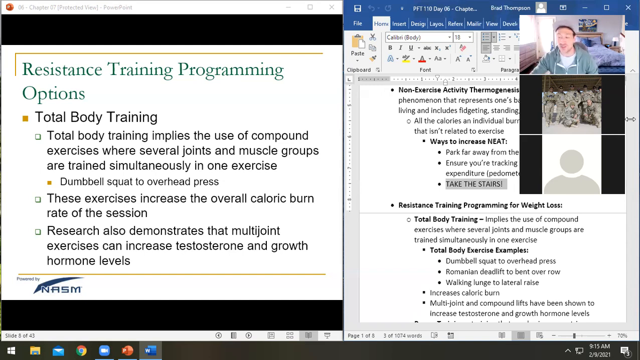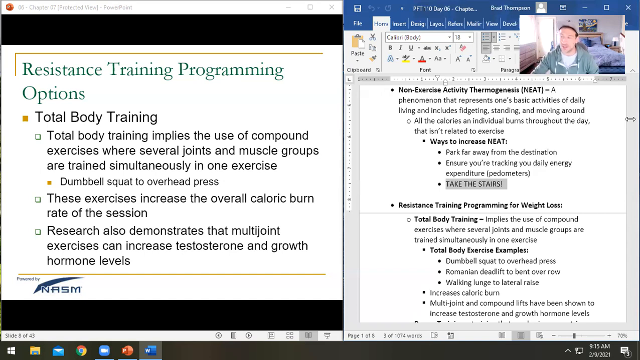So those are different ways we can increase our NEAT, right? Little things that keep you active. Even just taking a minute to get up, walk around, do a lap around your house or a lap around your office and then sit back down. That's big. It makes a big difference.